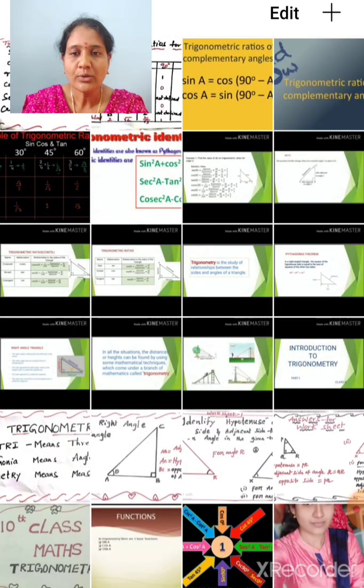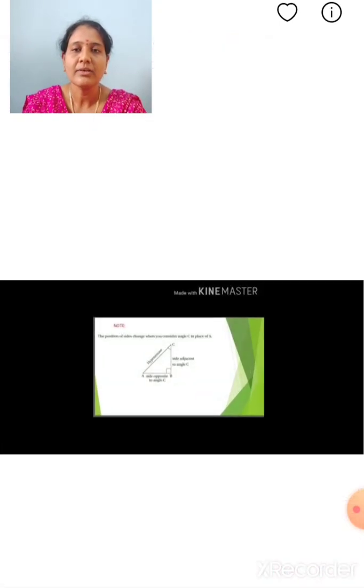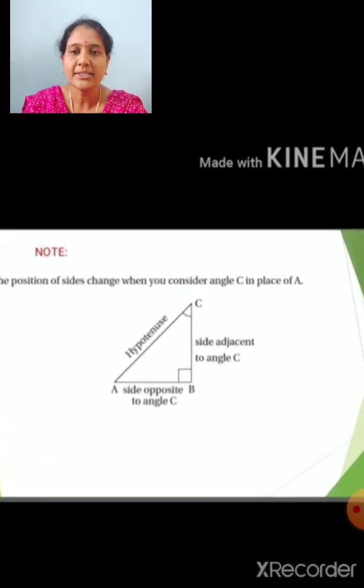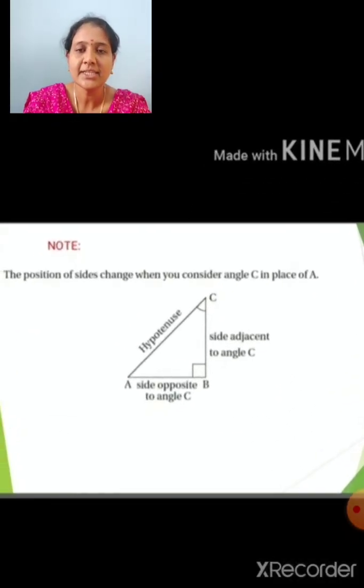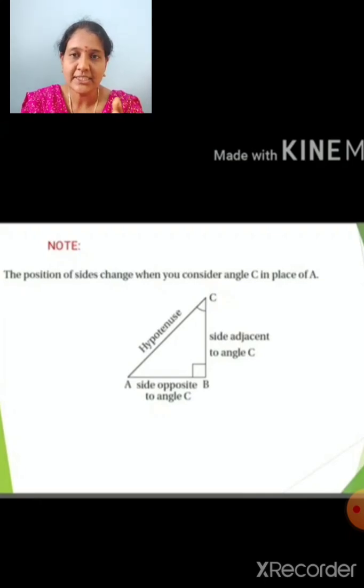Next, how to observe. Finally we get a note: the position of sides changes when you consider a different angle in place of the earlier one. In the given triangle, B is the right angle, and the opposite side AC is the hypotenuse. If the position changes, so if the right angle is fixed at B, then you take theta at A, with its opposite and adjacent sides, and when you take theta at C, the opposite and adjacent sides change.